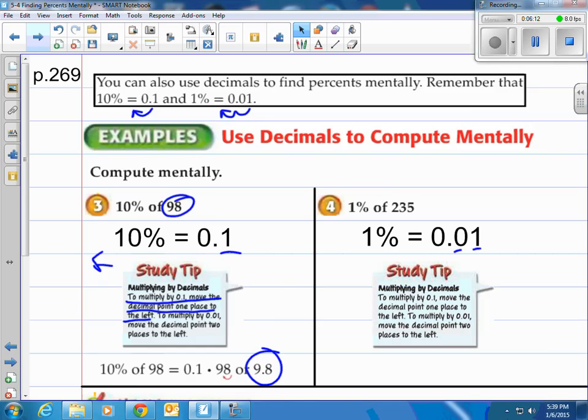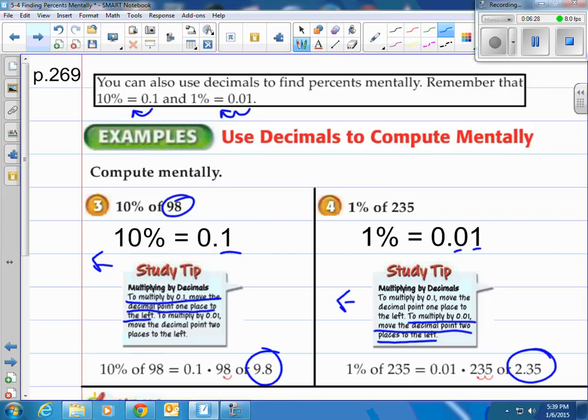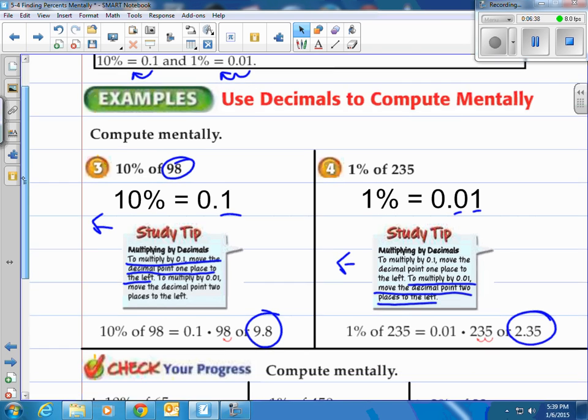So multiplying by decimals, here we are, again, to multiply by 0.01, move the decimal point 2 places to the left. Again, going to the left. So we're just taking 235, and we're moving the decimal over 2 spots to the left. That's 2.35. So again, anytime you multiply by 1% or try to find 1%, all you do is move the decimal over 2 spots to the left. 10%, you move it over 1 spot to the left.